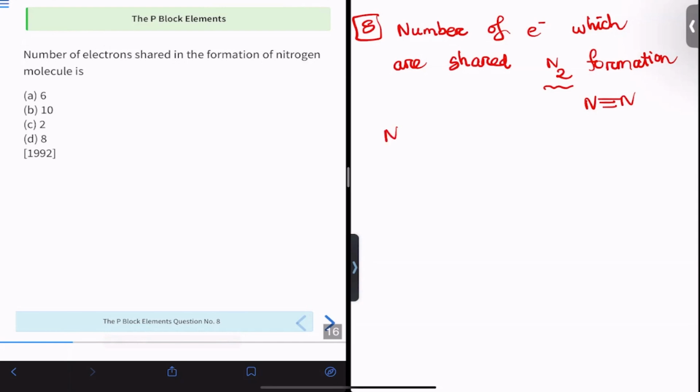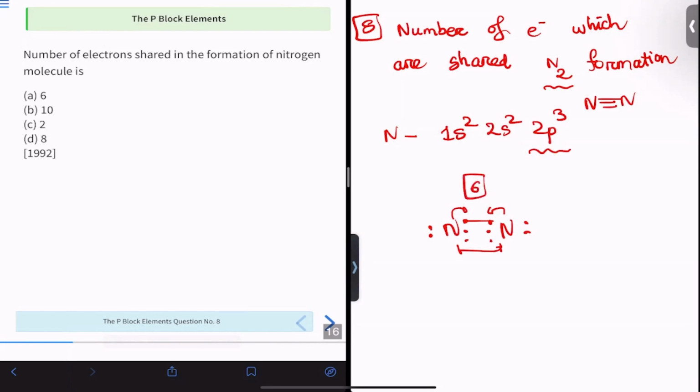See guys, nitrogen's electronic configuration is 1s2, 2s2, 2p3. So these are the 3 electrons which are being shared by nitrogen. So how many electrons are shared between 2 nitrogen atoms? It is 6 electrons, 3 from one, 3 from the other. Total 6 electrons are being shared. The rest of the 2 pairs are lone pairs. They are not being shared between the 2 nitrogen atoms. Only 6 electrons are being shared.